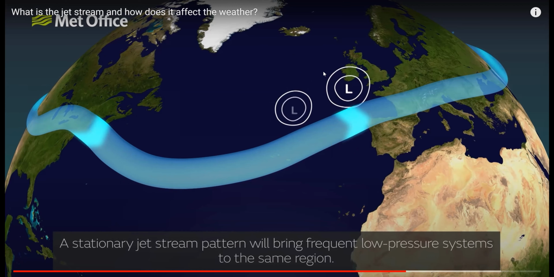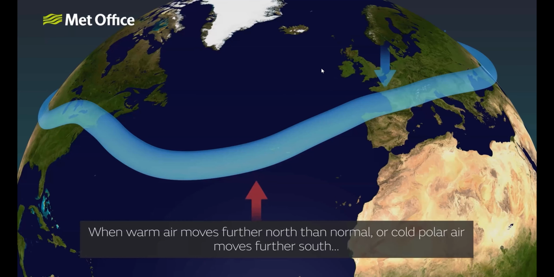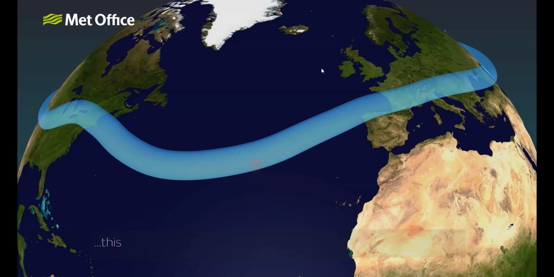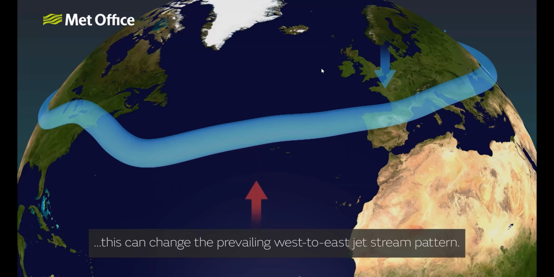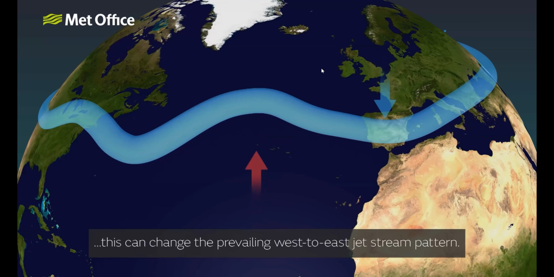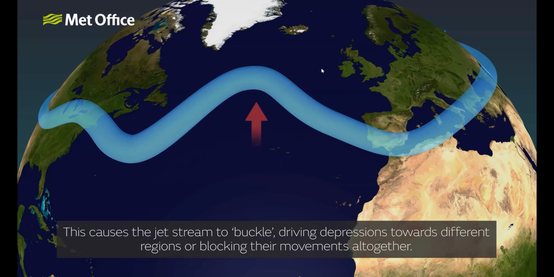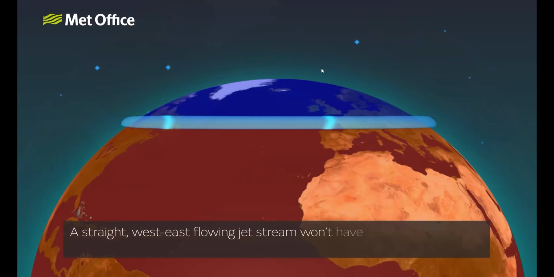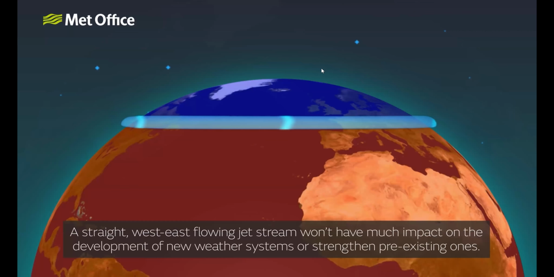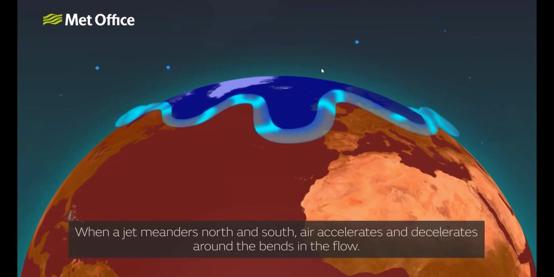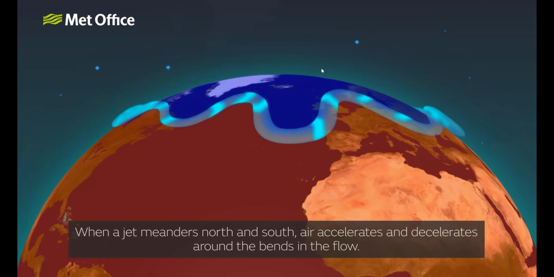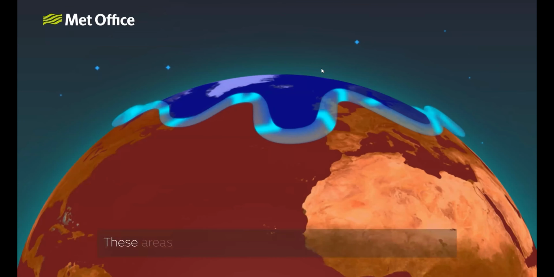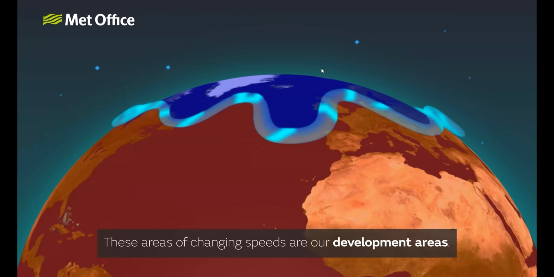When warm air moves further north than normal, or cold polar air moves further south, this can change the prevailing west to east jet stream pattern. This causes the jet stream to buckle, driving depressions towards different regions or blocking their movements altogether. A straight west-east flowing jet stream won't have much impact on the development of new weather systems or strengthen pre-existing ones. When a jet stream meanders north and south, air accelerates and decelerates around the bends in the flow. These areas of changing speeds are our development areas.